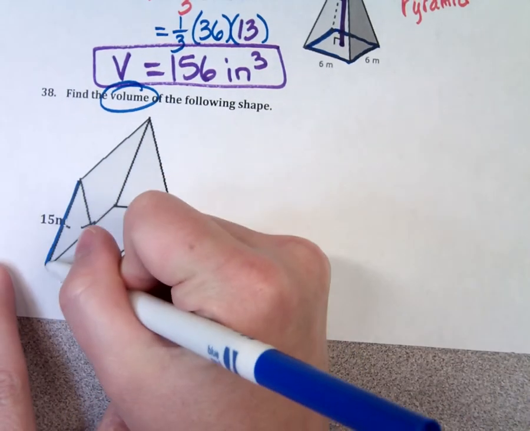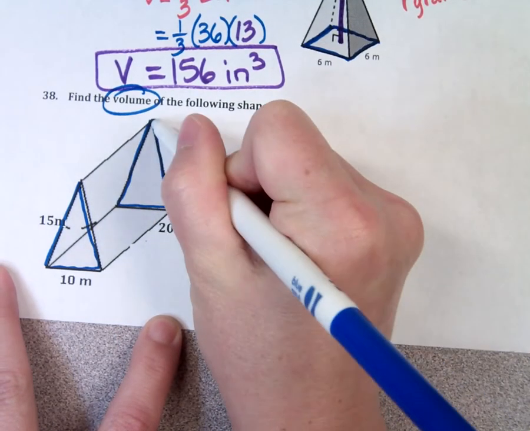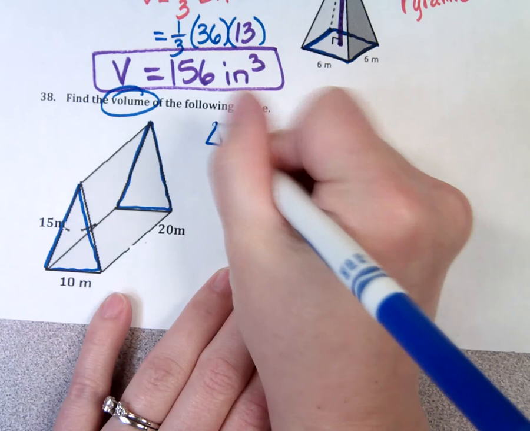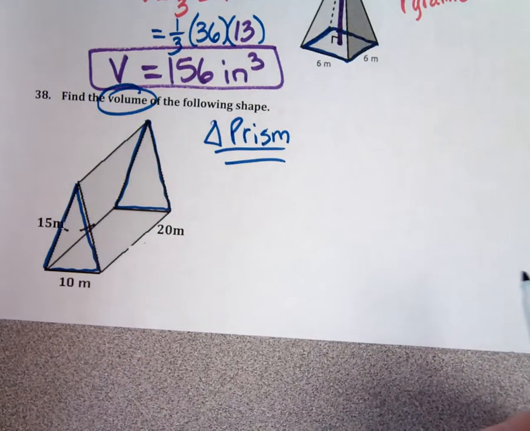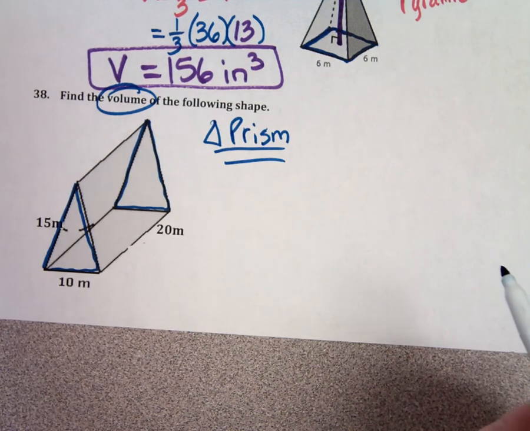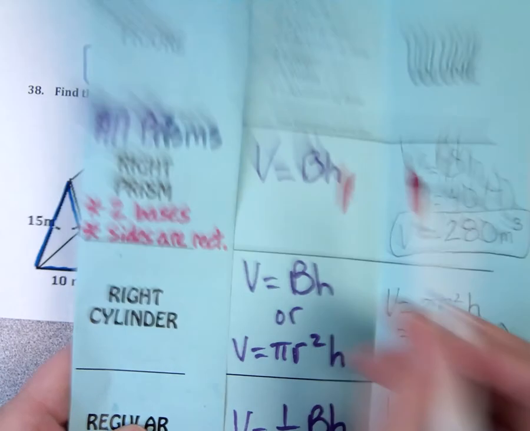And then a prism has two parallel bases. Well, the bases are these triangles. So this is called a triangular prism. That's what this guy is, a triangular prism. Okay, because it wants volume, I'm going to go to the prism section, and I'm going to look up volume, and volume is capital BH.